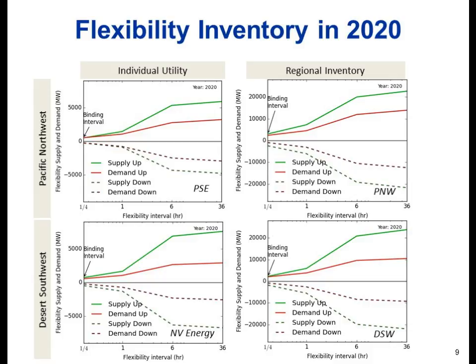So for one example, providing regulation or something like that during a time when you have an oversupply is actually quite challenging, because you're trying to back all your power plants down. So the flexibility supply available during a time when you have surplus generation can actually still be somewhat binding.